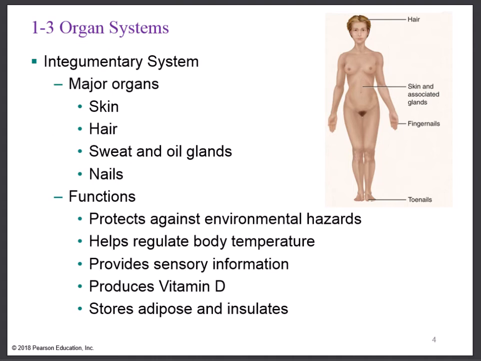Our integumentary system, we're going to learn, helps to regulate body temperature. Just as an example, if you were to go to the gym today and go on the treadmill and you start to get hot, our sweat glands would turn on, and they would help to cool us down.